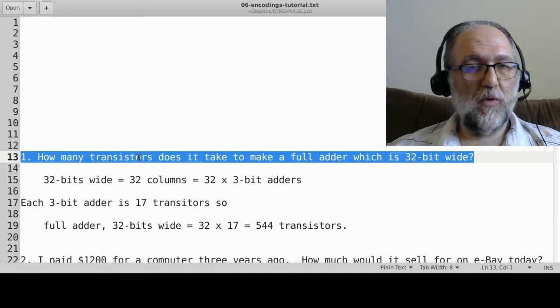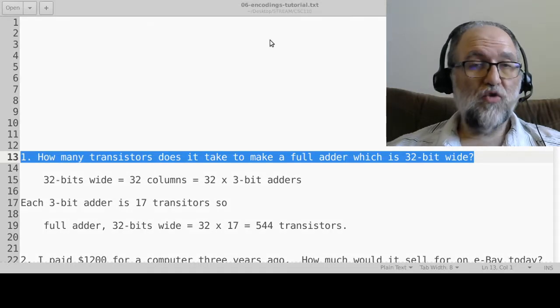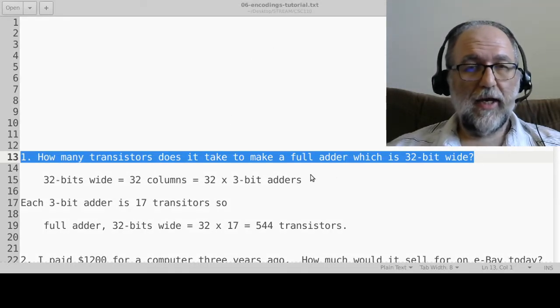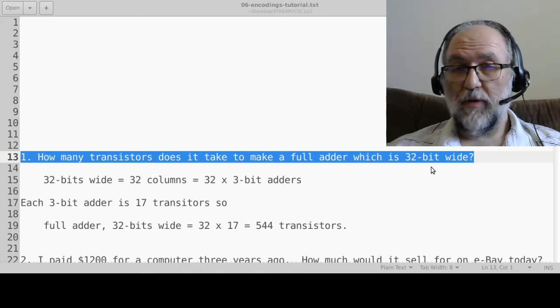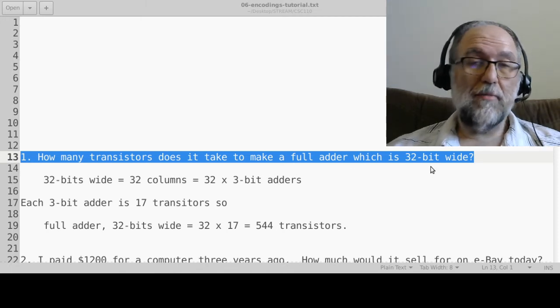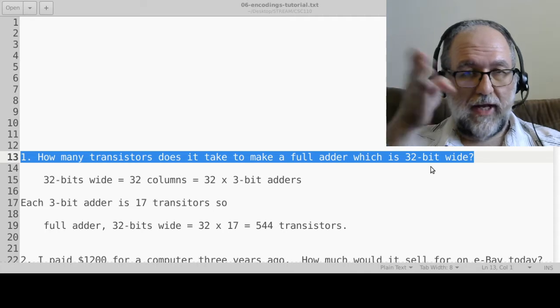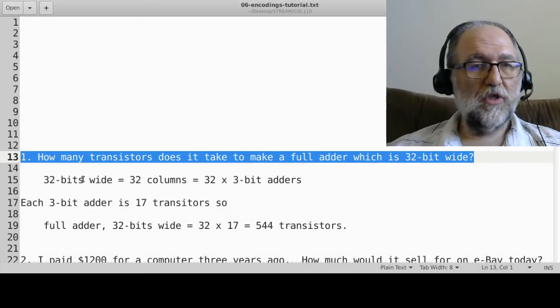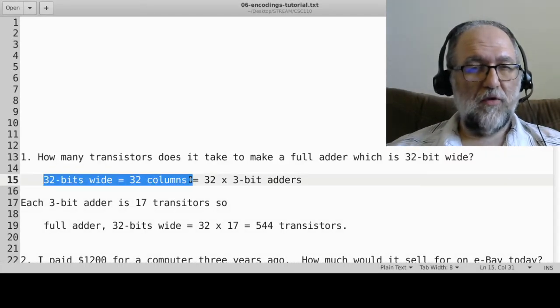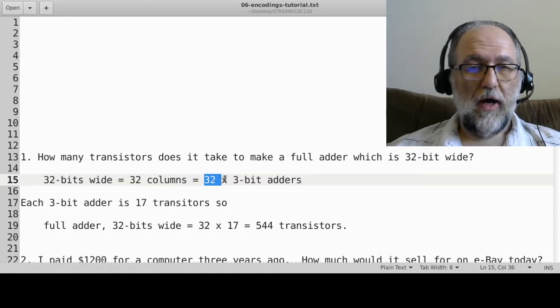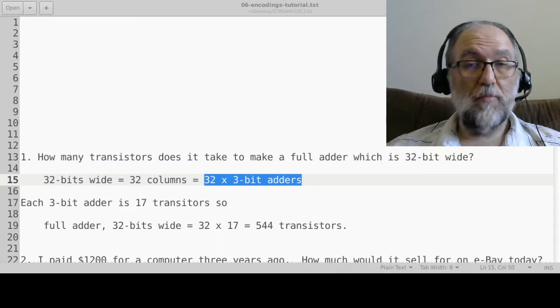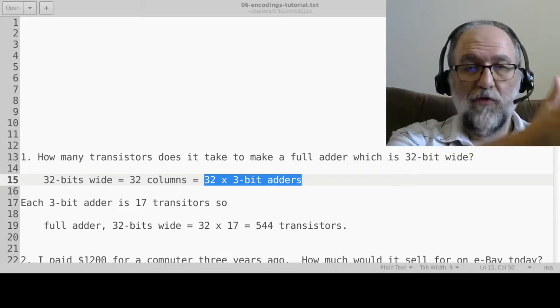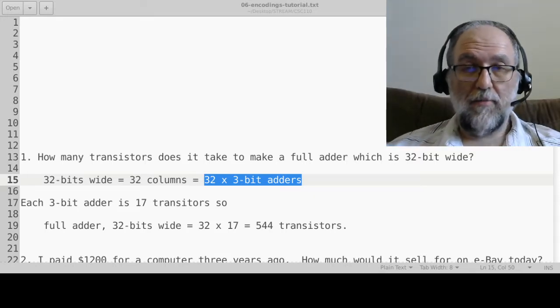Okay, so the first question I have here is how many transistors does it take to make a full adder which is 32 bits wide? Remember what it means to say something is 32 bits wide. It means it has 32 columns. Okay, so 32 bits means that you have 32 columns, and that means that you have 32 3-bit adders, because in order to make a full adder, each column in your full adder is a 3-bit adder.